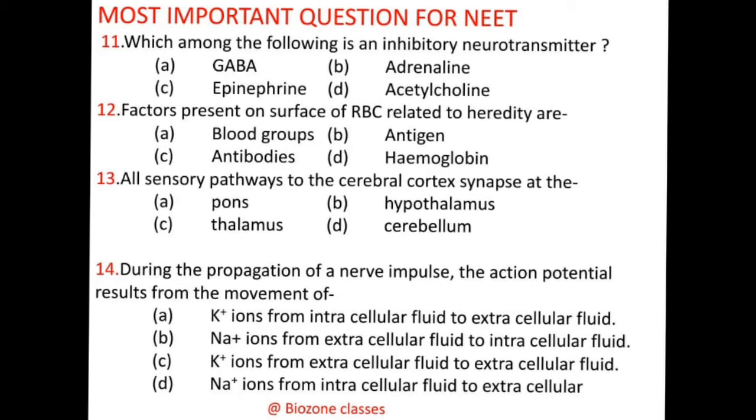Now question number 14. During the propagation of a nerve impulse, the action potential results from the movement of A. Potassium ions from intracellular fluid to extracellular fluid. Second option B. Sodium ions from extracellular fluid to intracellular fluid. C. Potassium ions from extracellular fluid to extracellular fluid. And D. Sodium ions from intracellular fluid to extracellular fluid.